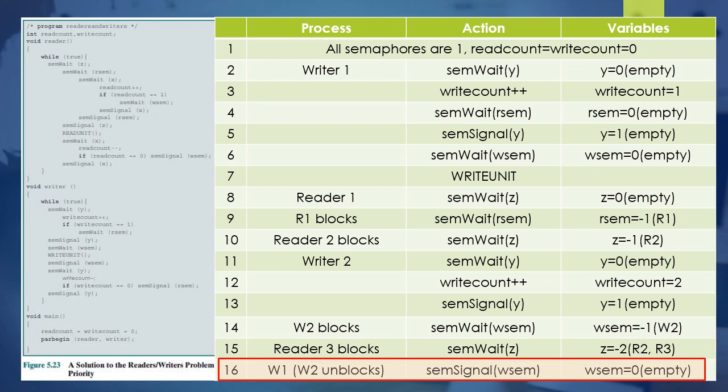When writer 1 finishes writing, it issues a signal on WSEM. WSEM becomes 0 and writer 2 unblocks.